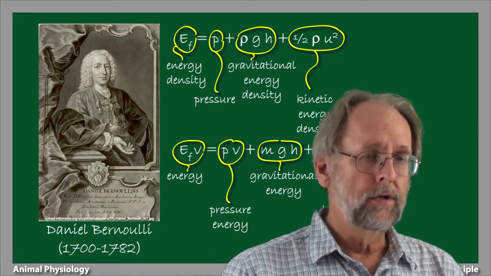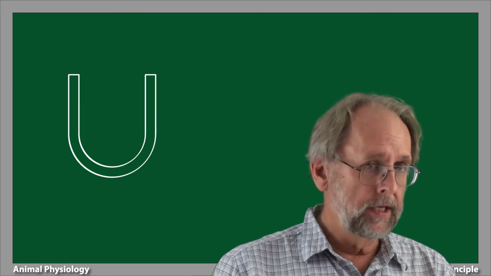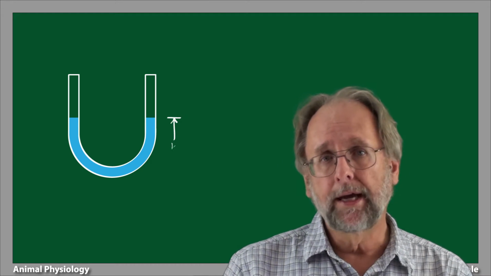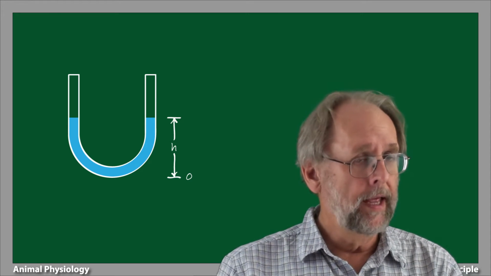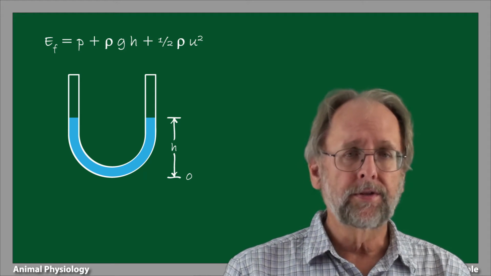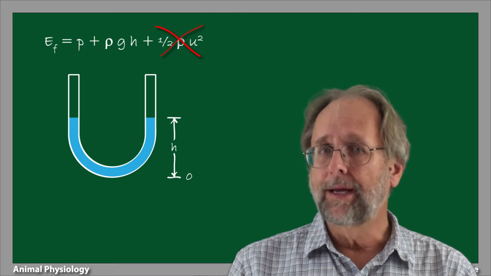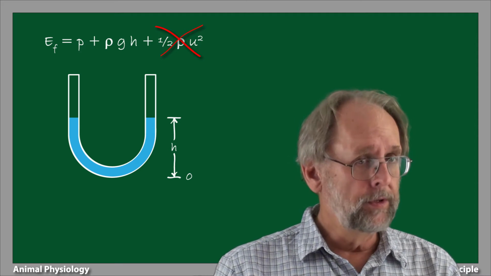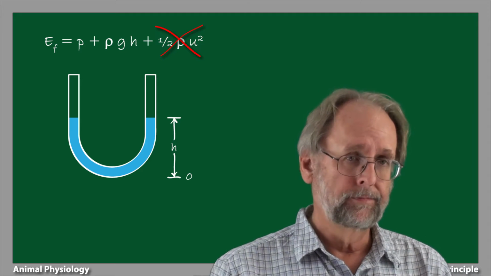Let's illustrate this concept with a simple physical system, a U-shaped tube containing a liquid filled to a height h. We'll set zero height at the bottom of the tube, and here's Bernoulli's law. We can simplify this. Because the fluid is not moving, the kinetic energy term can be ignored, leaving only the pressure and the gravitational energy terms to consider.